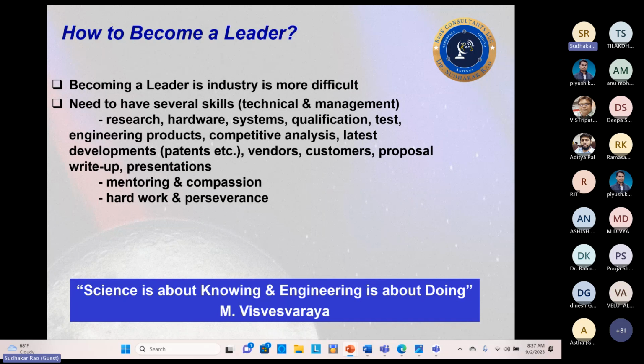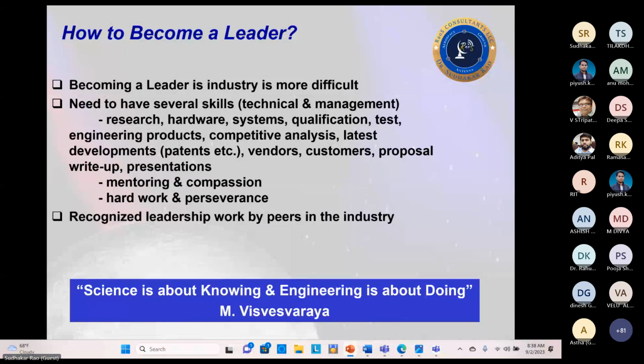And most of the contracts are given to different suppliers, component-wise, or even the antenna sometimes, if you don't have enough engineering workforce. So you subcontract to some vendors. And mentoring and compassion and hard work and perseverance are needed in the industry. So your work will be recognized by your peers in the industry. So that's basically, I think, if you work a long time in industry and if you do good work, I think you get recognized through industry worldwide.